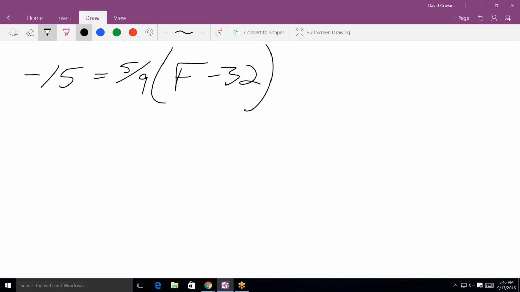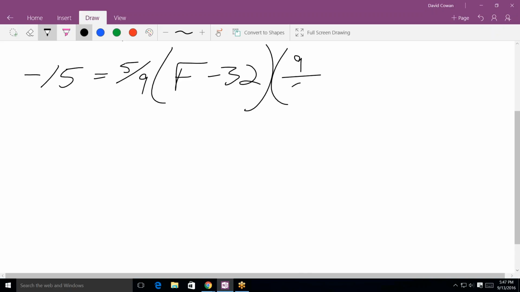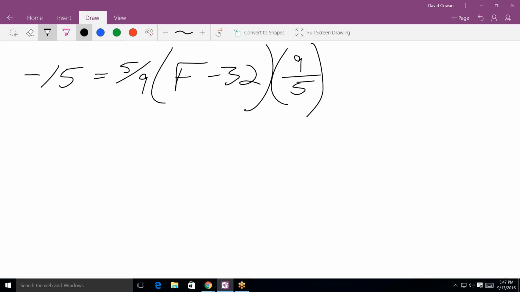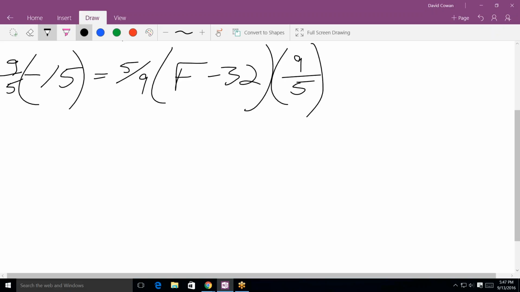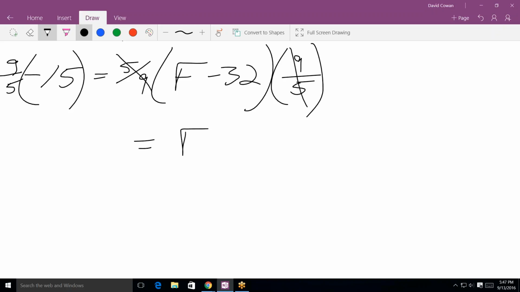How can I get rid of the 5/9 the quickest possible way? By multiplying both sides with it. By what? By 5/9 or by 9/5? Yeah, 9/5. Always by the reciprocal. I'm going to multiply the right side by 9/5 and the left side by 9/5. And that, on the right side, immediately gets rid of that and leaves a very simple f minus 32. And what's it leave on the left side?